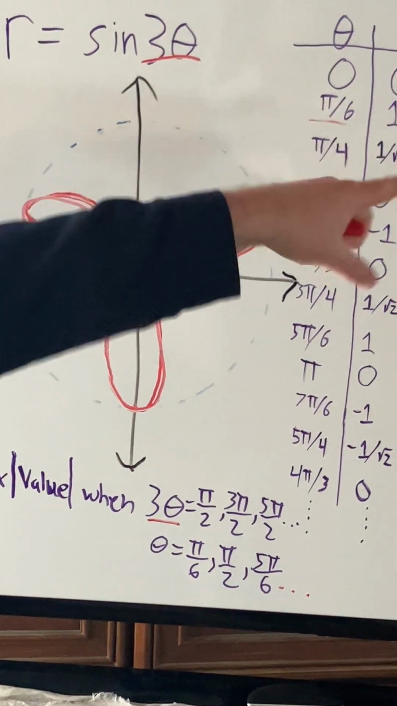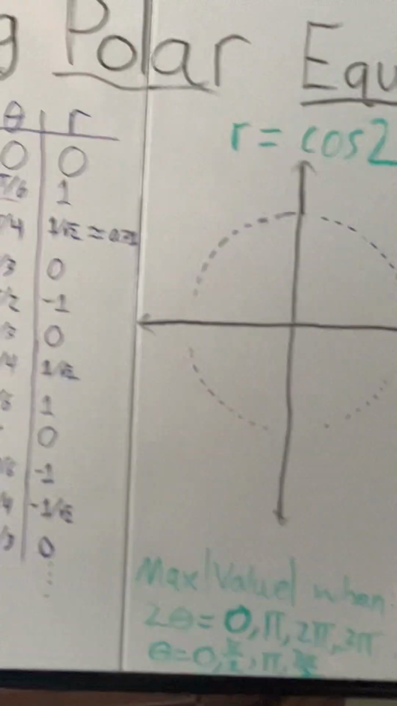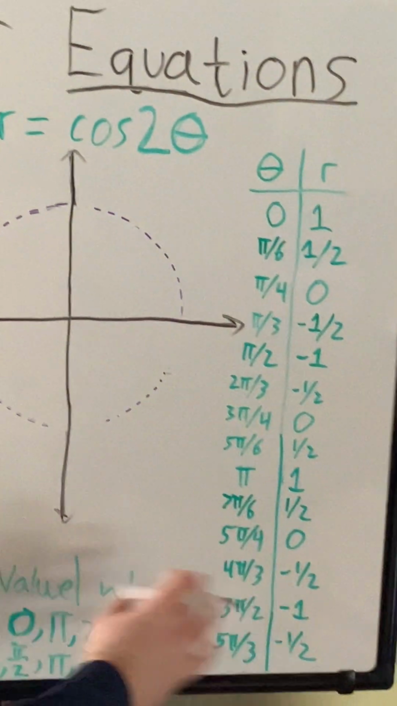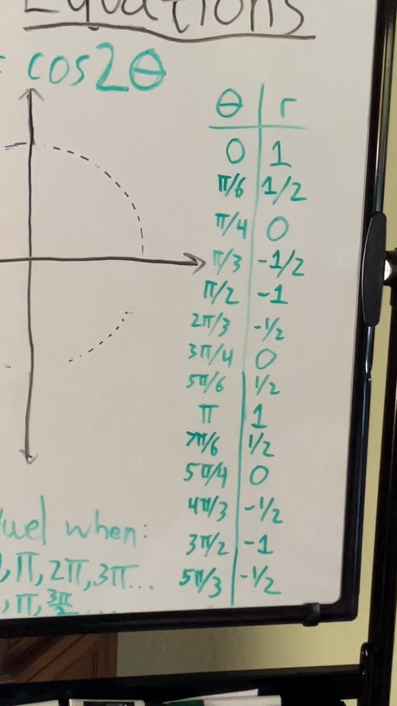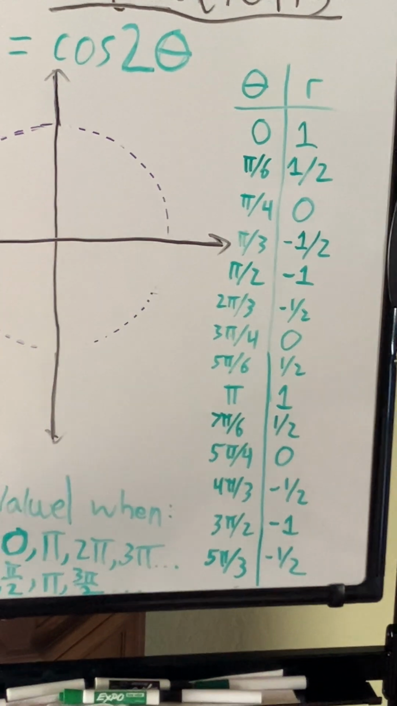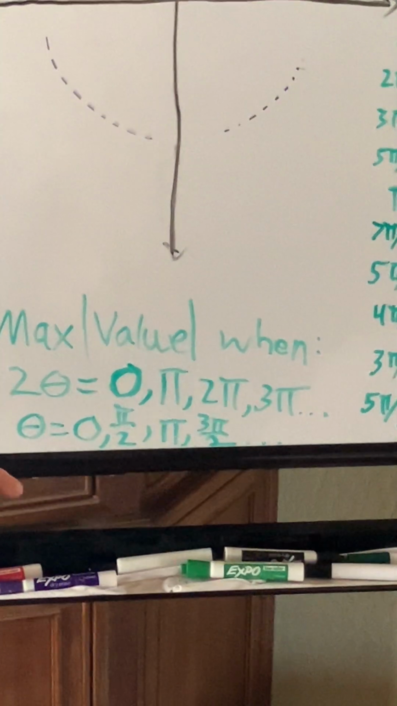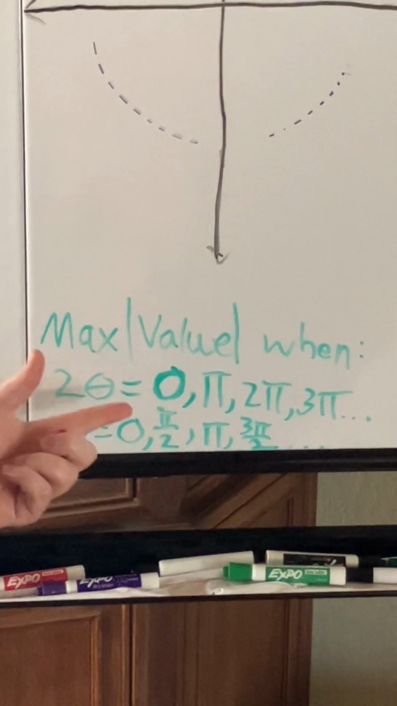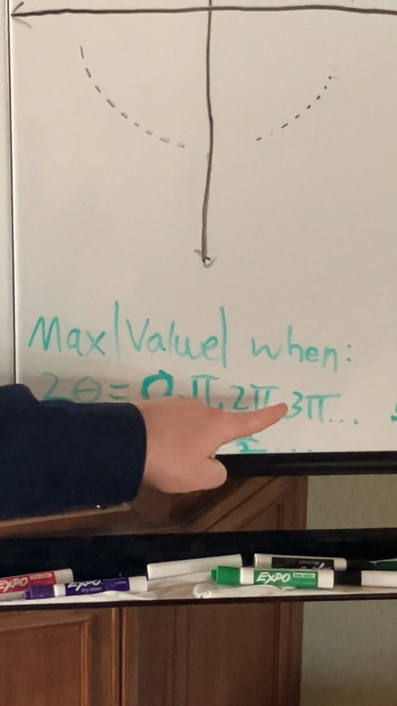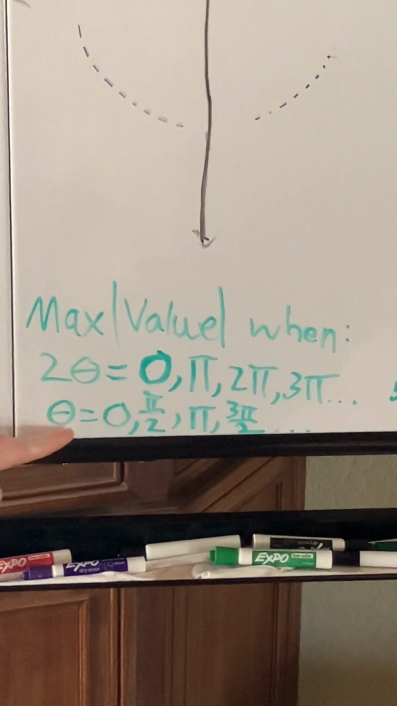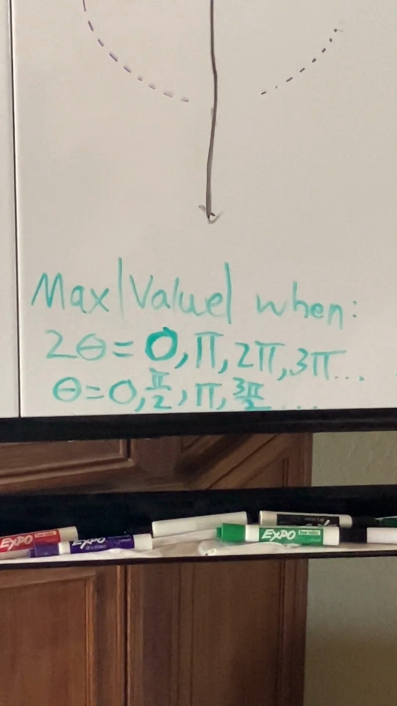So let's look at one more over here. R equals cosine 2 theta. Similar process. I went and put a bunch of different points on a table here. You're welcome to verify this for yourself. I also wanted to state where the maximum values of R will occur, meaning where R is 1 or -1 in this case. That's going to end up being at these angles for 2 theta, and therefore these angles for theta. So let's start our graph.